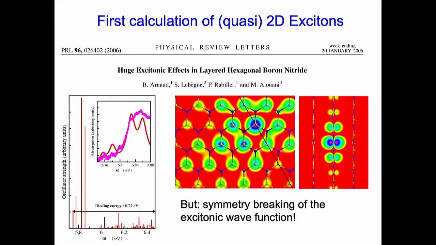So that was not the case in their calculation. And the reason was they were using a k-point grid that was not centered at gamma. They did it for a good reason.